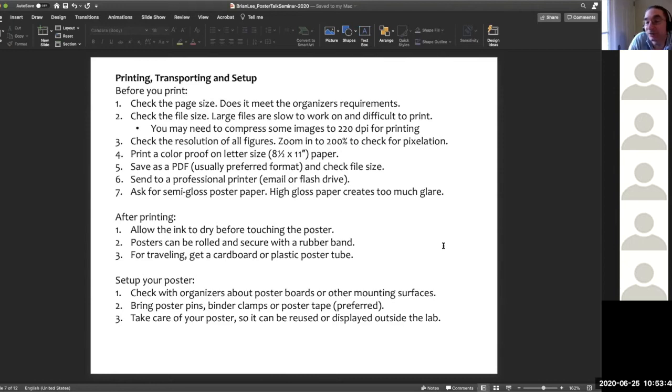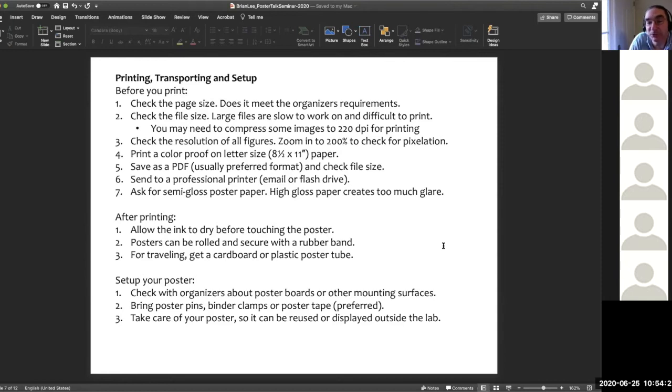It's a good idea to print a color proof if you can. If you've got a color printer at home, print a proof on 8.5 by 11 paper, and that gives you kind of an overview to look at the poster and see that everything looks okay. Usually when you print a poster, you want to save it as a PDF file, portable document format file, and that makes it easy to share with a printer. And check the file size after you do that.